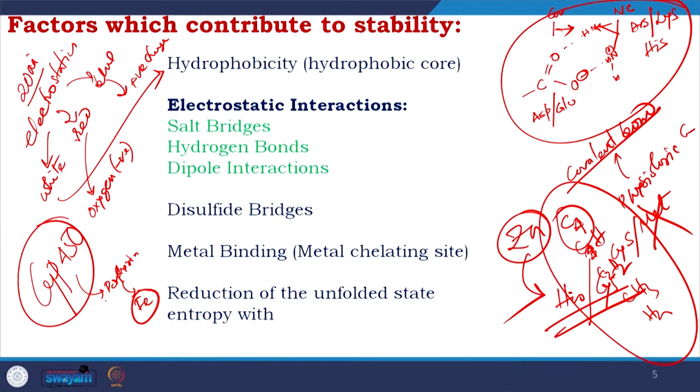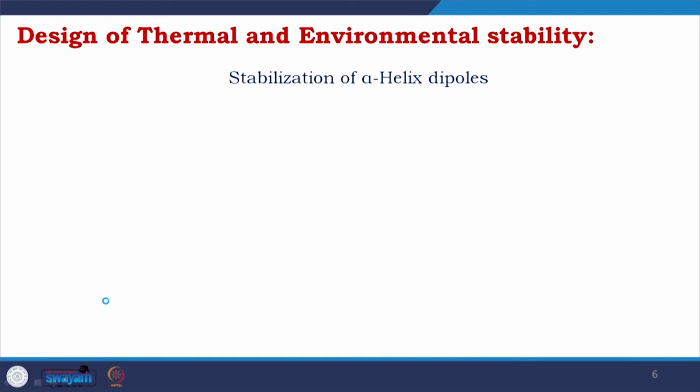Also, you could work on reduction of the unfolded state entropy. How? By changing any amino acid to proline, because proline has considerable rigidity, which sometimes works for those purposes. Another is the design of thermal and environmental stability, through stabilization of alpha helix dipoles. By stabilizing those dipoles, you can increase the stability of the protein by a significant amount.